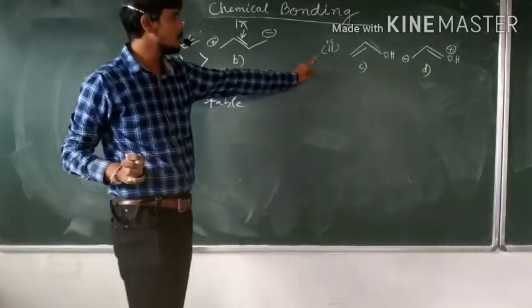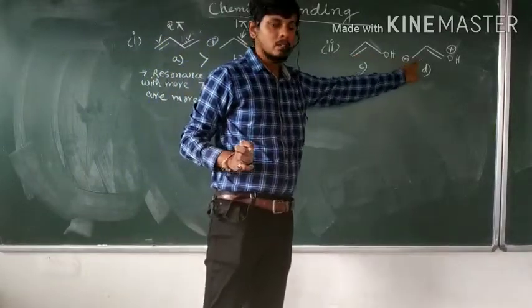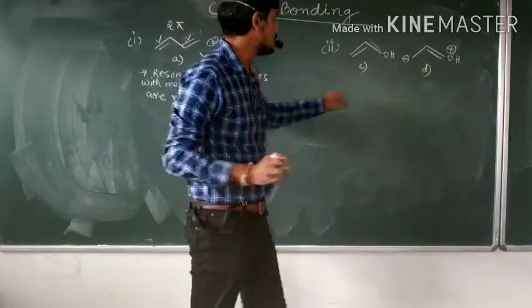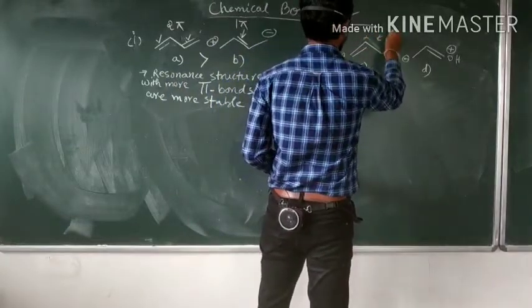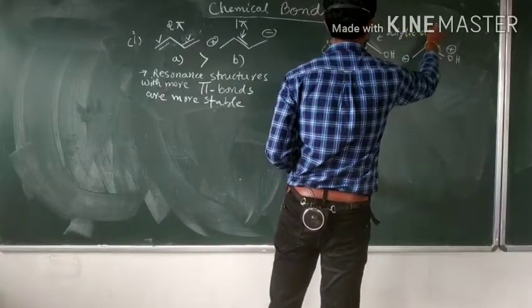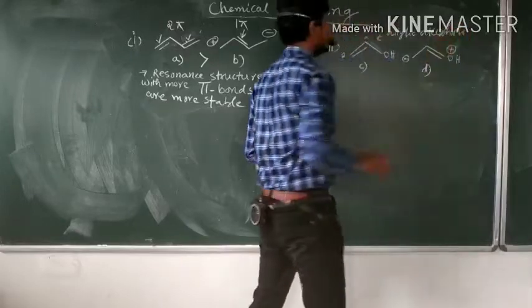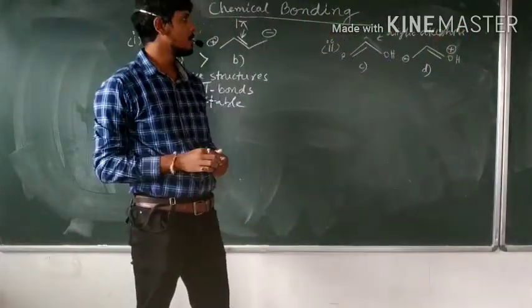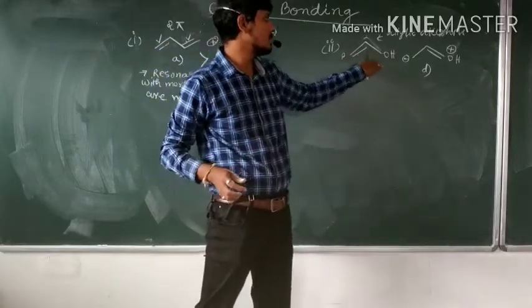So let us see question number 2. 2 alcohols are given. These are alpha beta unsaturated alcohols, also called allylic alcohols. So this is the first, this is the second structure.